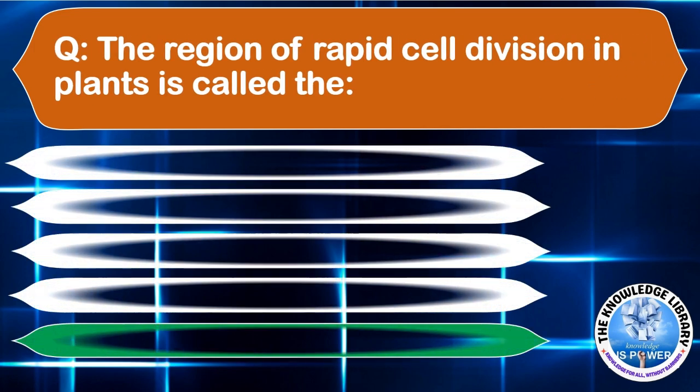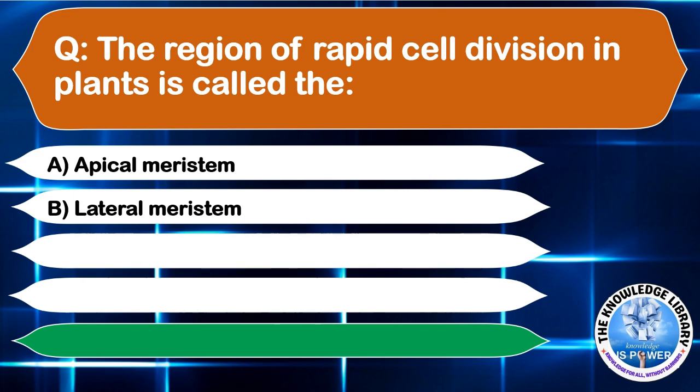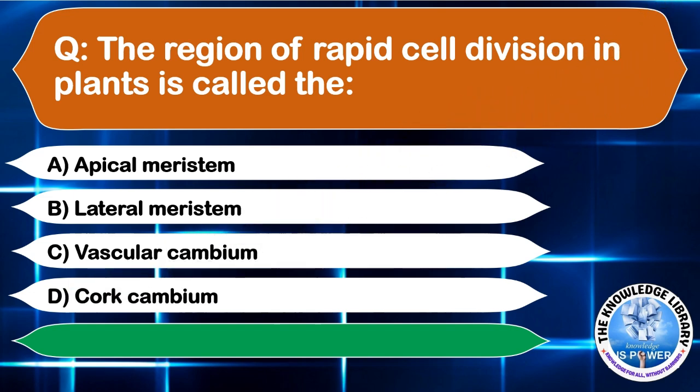The region of rapid cell division in plants is called the option A, apical meristem. Option B, lateral meristem. Option C, vascular cambium. Or option D, cork cambium. The correct answer is option A, apical meristem. Moving to the next question.